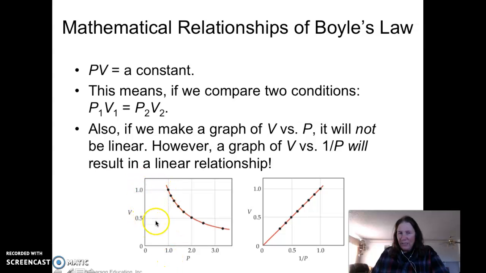If I decrease or increase the pressure, I'm going to decrease the volume. Okay. So again, that's an inverse relationship.